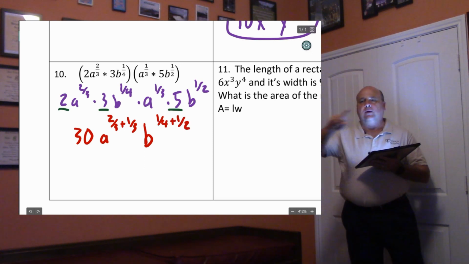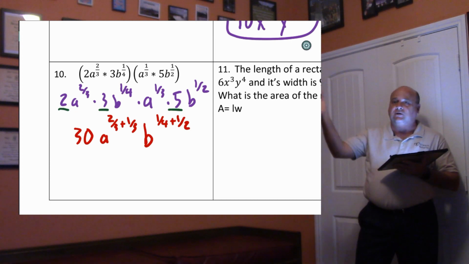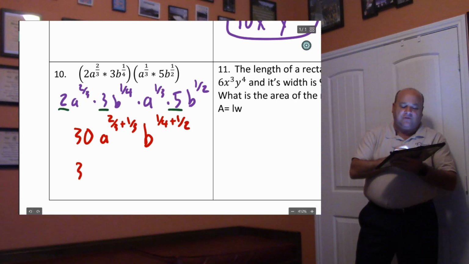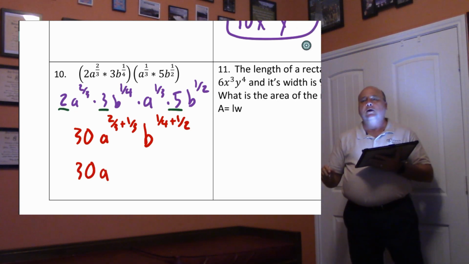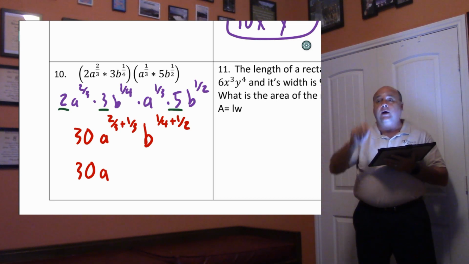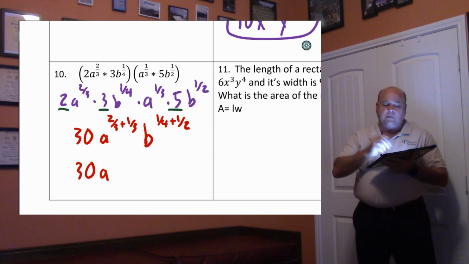Now then I'm going to go straight down and write my answer. If you need to use a calculator to add these up, use the calculator. So I'm going to have 30. My letter is A. What's 2/3 plus 1/3? 2/3 plus 1/3 is just 1. And I don't need to put an exponent of 1. So it's just going to be A.